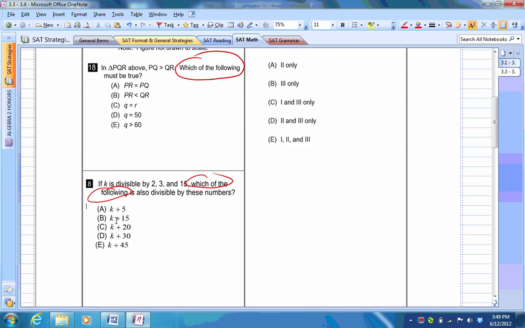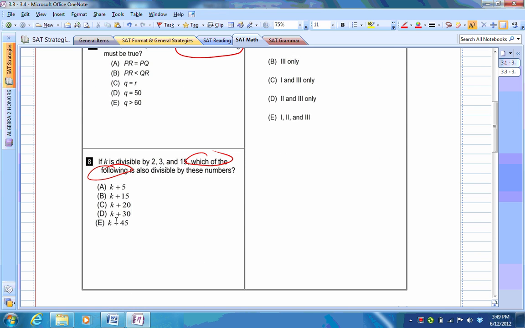So let's do an easy one, like number 8 here. This would be part of a 20 question section, so I'd say this is probably borderline easy-medium. Here they say k is divisible by 2, 3, and 15, which one is also divisible by these numbers.